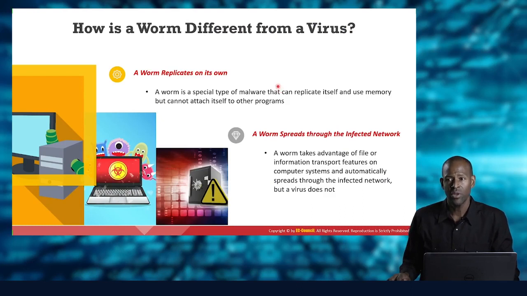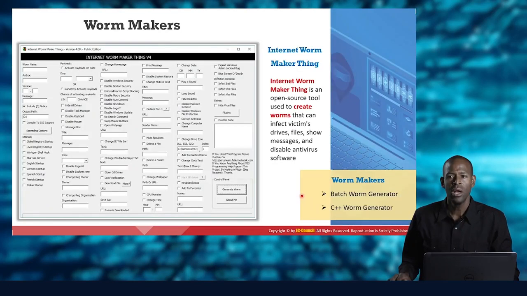They are able to use memory, use ports, use the network. They don't attach themselves to other programs like a virus would attach itself to your email system, right, to email itself out. The worm just needs a network. All it needs is a network, and it takes advantage of the transport through IP and TCP and other transport protocols that are available on your network, automatically spreading and infecting the entire network. A virus doesn't do that.